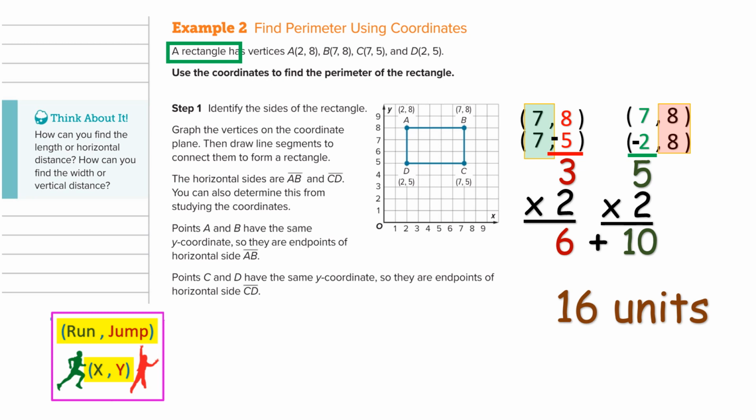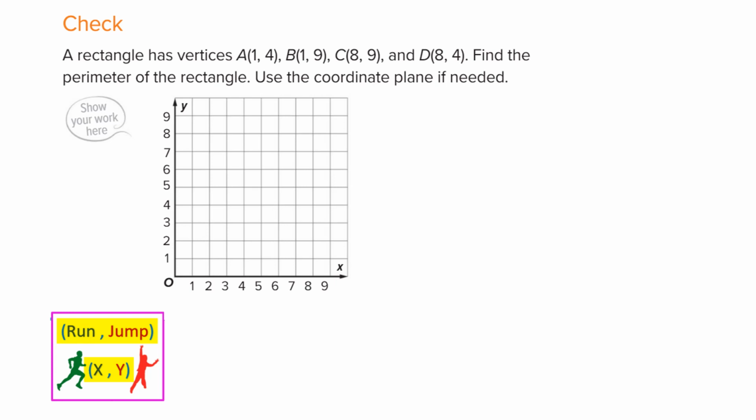Now, if you focus in on that little box and you start counting all of those cubes around the outside of your rectangle, you're going to get that there are 16 cubes in the perimeter of that shape. All right, so I want you to try this process. It says to use a coordinate plane if needed, which means you have to plot them.